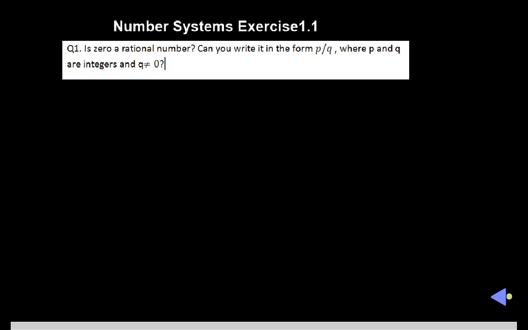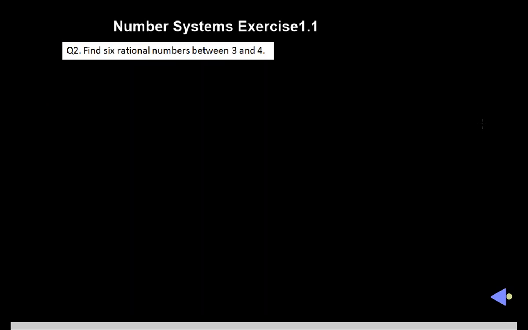Now I have to erase the first question. Next I am going to the second question. In our second question, the question is: find 6 rational numbers between 3 and 4. 3 is an integer, 4 is an integer. Between 3 and 4, those are integers as well as rational numbers. We know that the number of rational numbers between any two given rational numbers or integers is infinite.